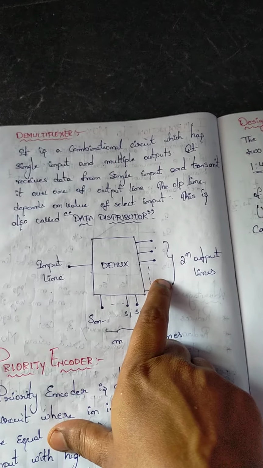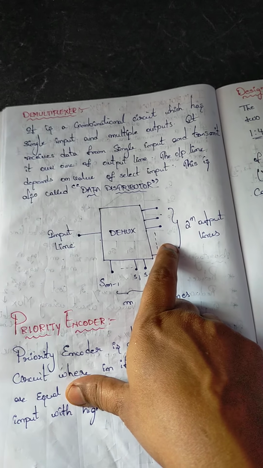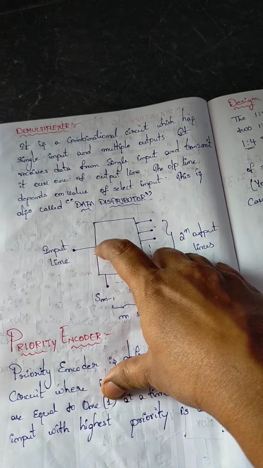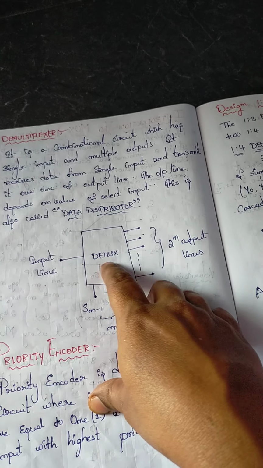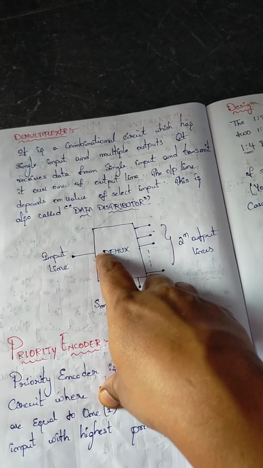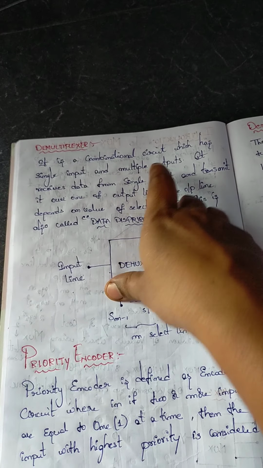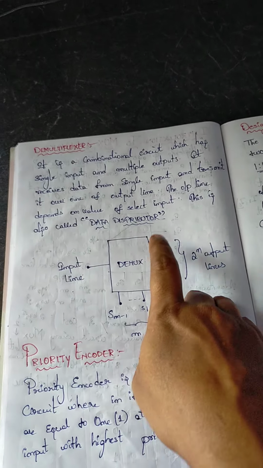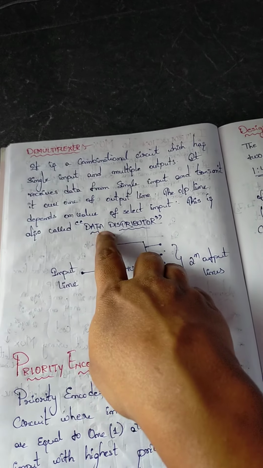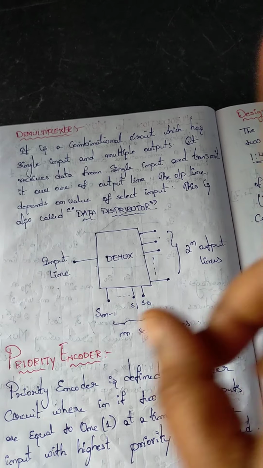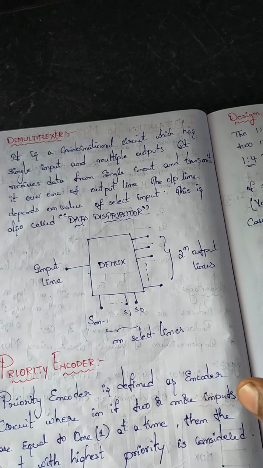A multiplexer is known as a data selector. In a multiplexer, if we have 4 inputs, we have to select any one input, and that selected input will give us the output. But in a demultiplexer, we have a single input and many outputs. This is known as a data distributor. Multiplexer is data selector, demultiplexer is data distributor.